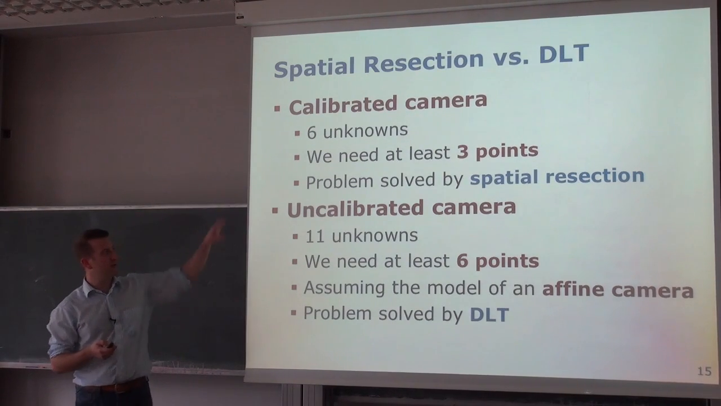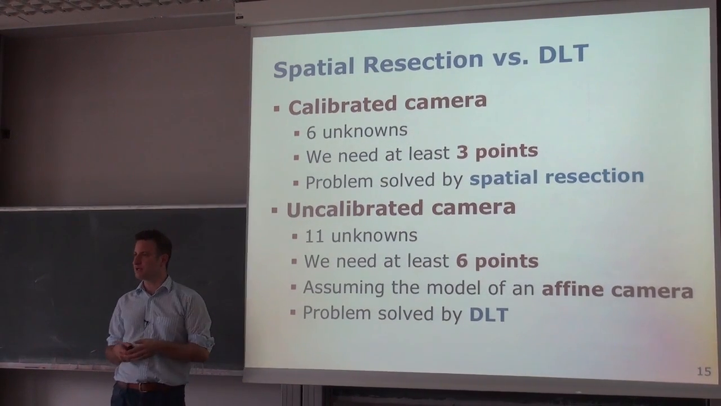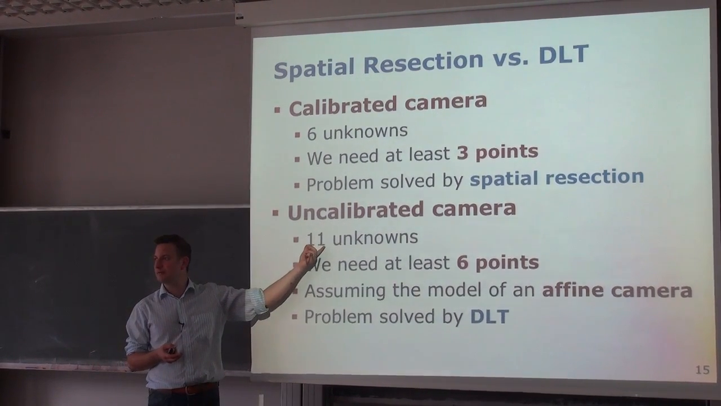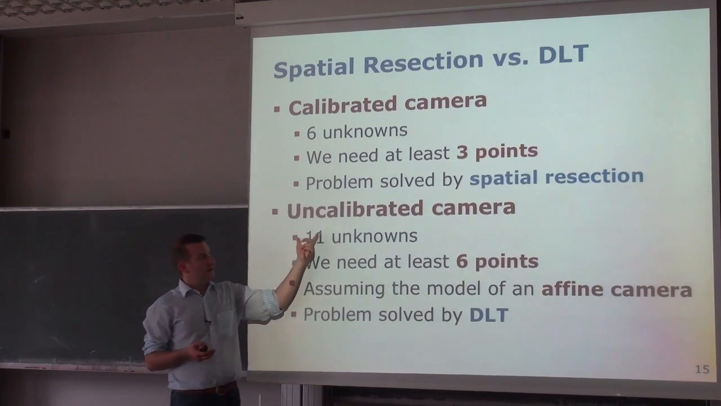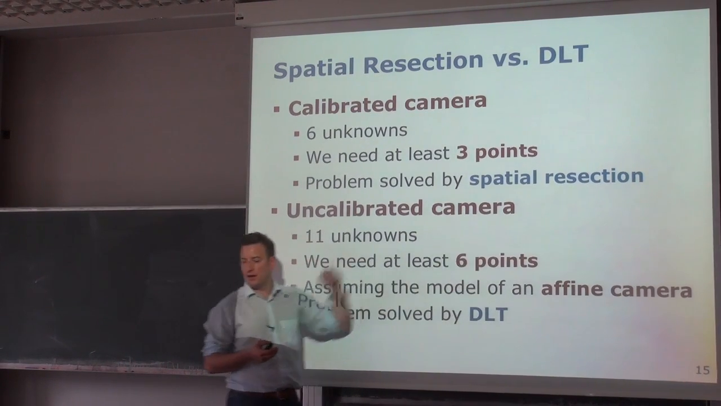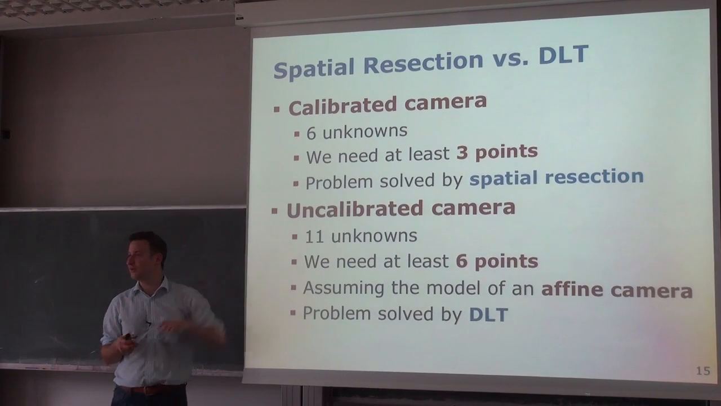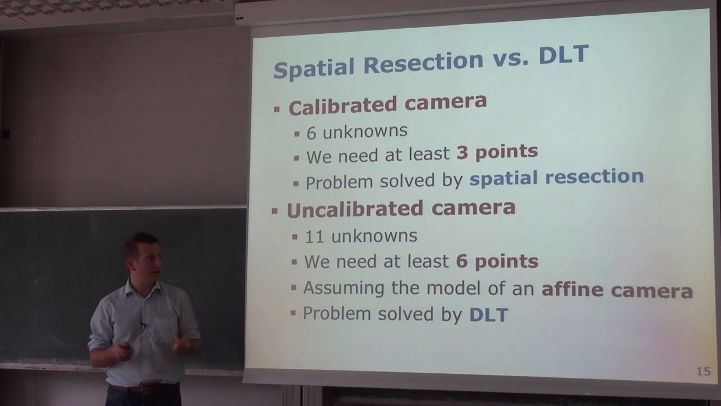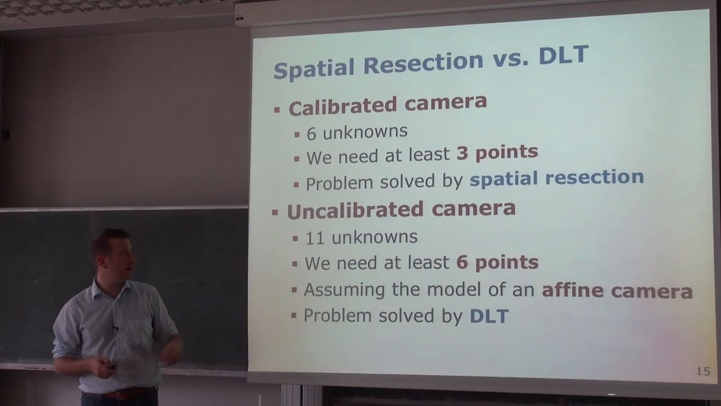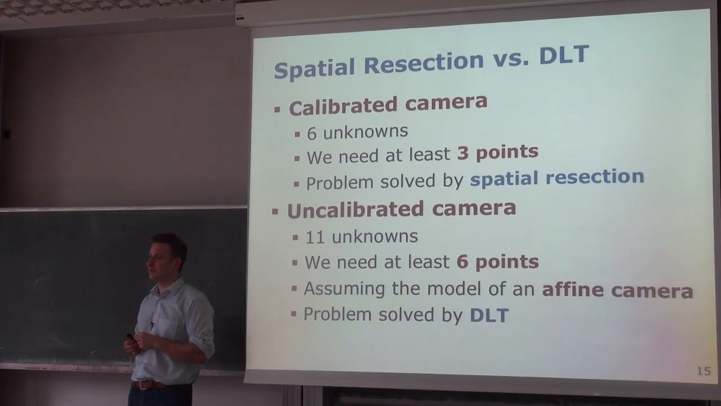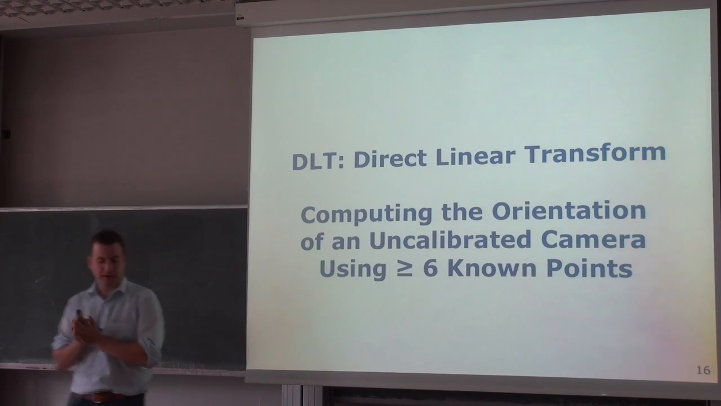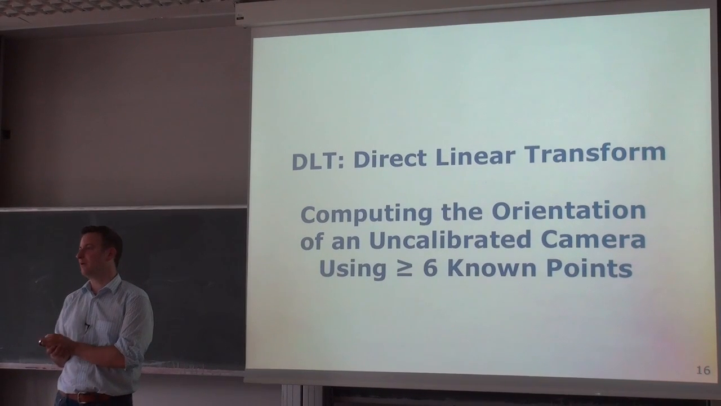We'll be looking today into the problem of the uncalibrated camera. That means we do not know the calibration matrix. The calibration matrix has 5 additional degrees of freedom. That means we have 11 unknown parameters over here. In order to estimate those 11 unknowns, we need to have at least 6 points. Of course, we again have our mapping where we get 2 observation equations for each point, and if we have 11 unknowns, we need at least 6 points in order to do the estimation. And that's something which we are going to solve with the so-called direct linear transform, and this is exactly the task that I want to address now.